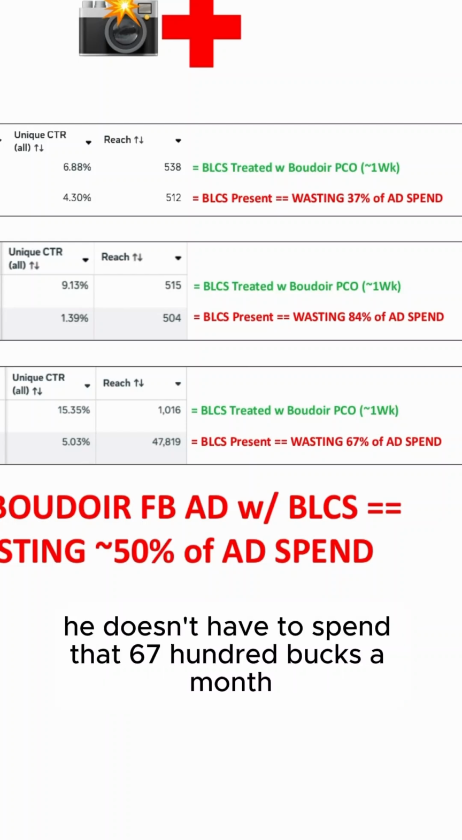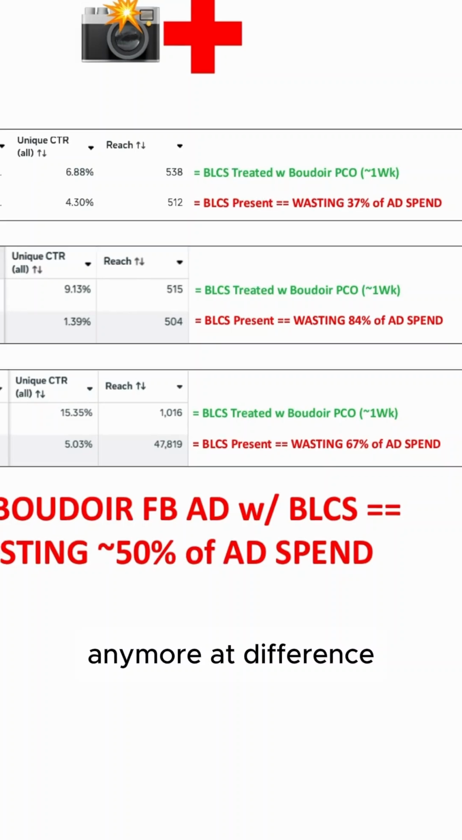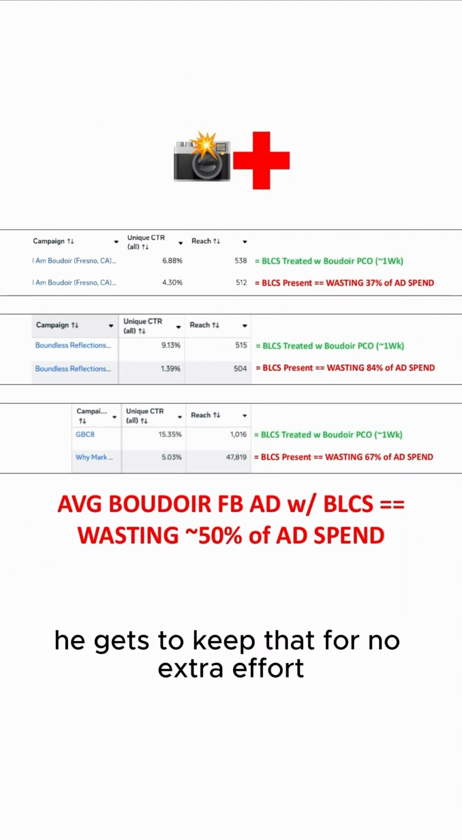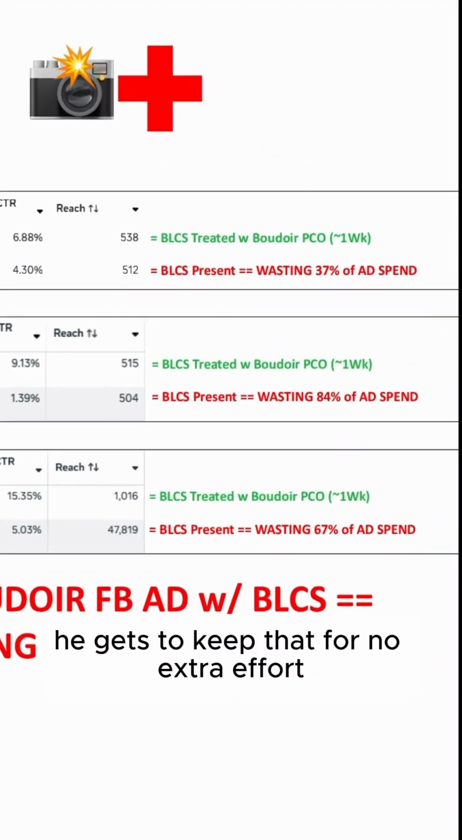And so it's kind of like he doesn't have to spend that 6,700 bucks a month anymore, that difference, and he gets to keep that for no extra effort.